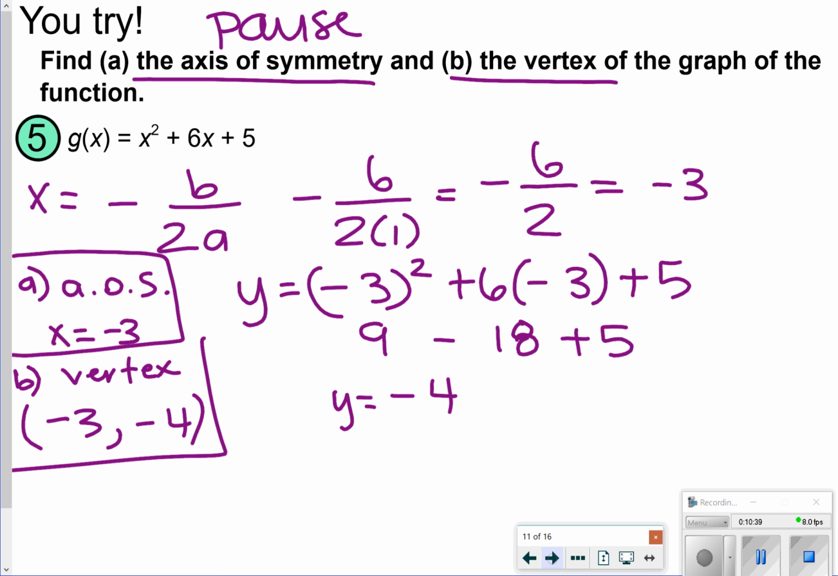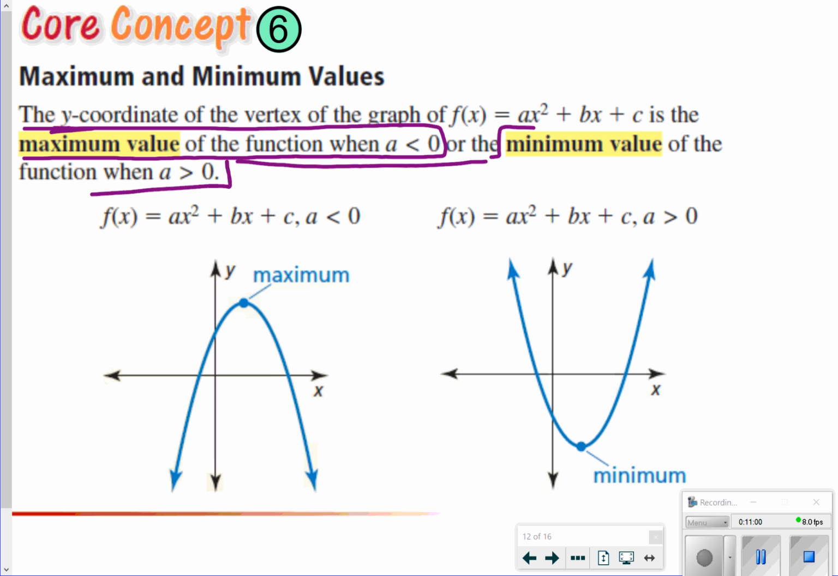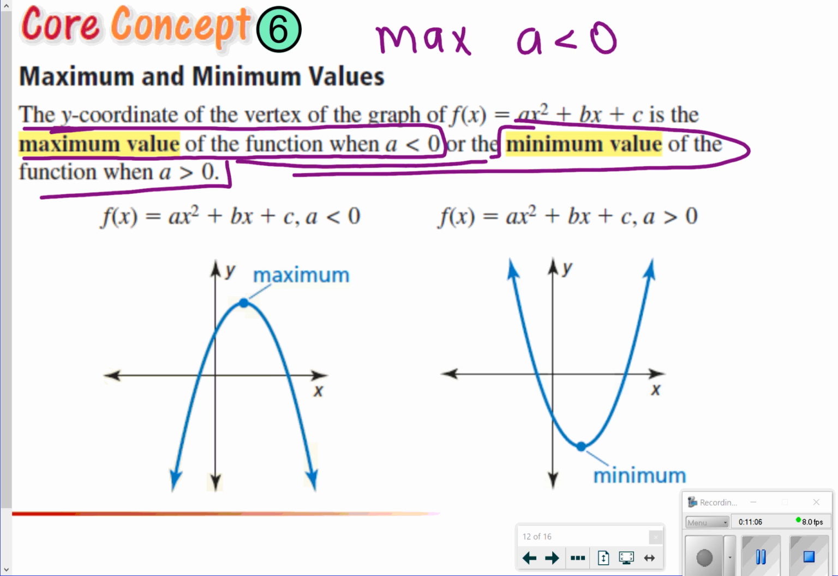Okay. The last part we're going to talk about is determining whether a graph has a minimum value or a maximum value. Again, there's a lot on here, and I only need you to write down the essential things. The maximum value in standard form is when a is less than 0. The minimum value, it has a minimum value when a is greater than 0. So it's kind of like opposites. Your max is when a is less than 0.